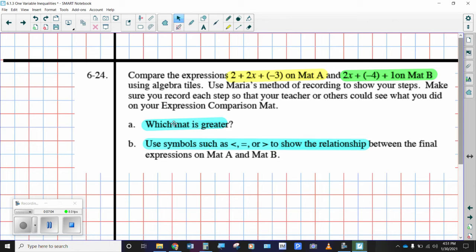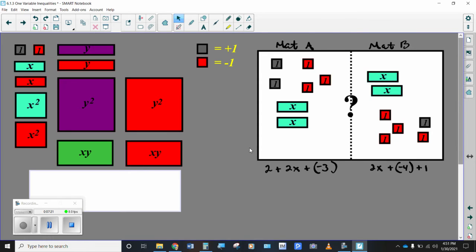And then you have to answer the question, which mat is greater, and then use inequality symbols to show that relationship. And I showed you on the previous lesson how you could say mat A is less than mat B, or mat A is greater than mat B, or mat A is equal to mat B. Okay, so go ahead and build these and then determine what is the final answer, and then we'll do the reveal in a second.